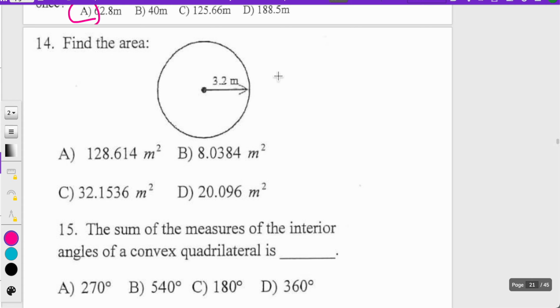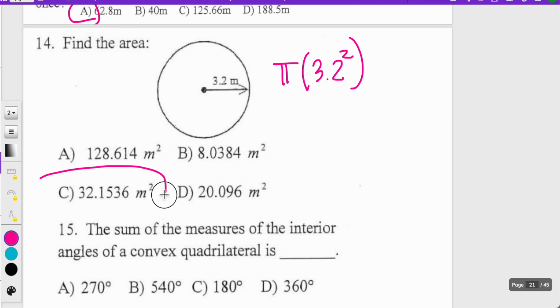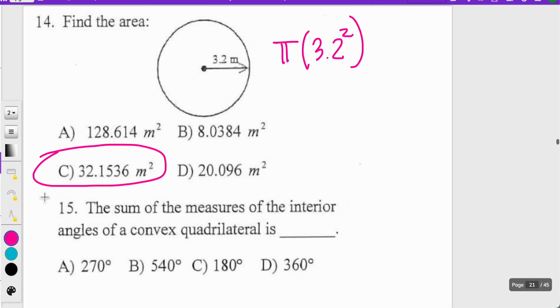Area for the next one, number 14, should be pi times 3.2 squared. So 3.14 times 3.2 times 3.2, I'm getting about 32.156 or 1536.